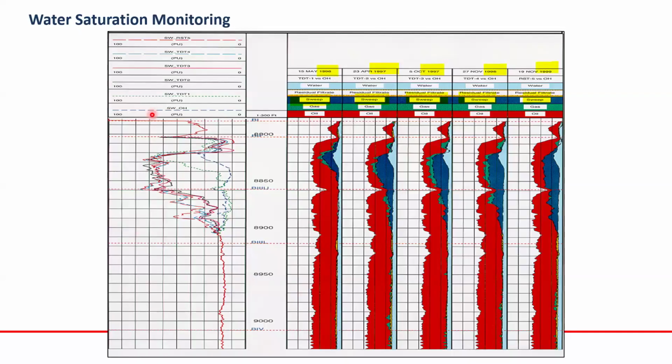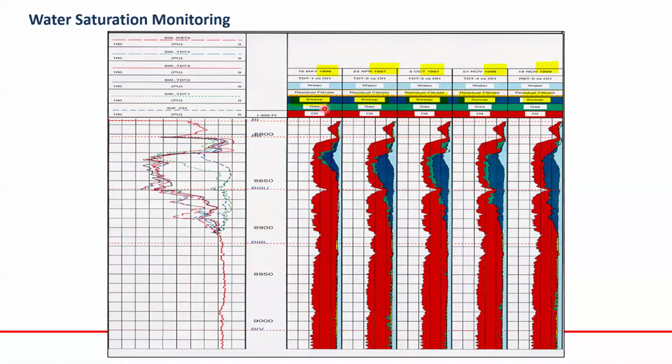Water saturation monitoring. This is an example of how to monitor water saturation. We have this one in 1996, 97, October, April 97, October 97, and this is November 98, and this is November 99. As you see here, this is the swept part or the increase. The light blue is the formation water or connate water. So this one is swept.